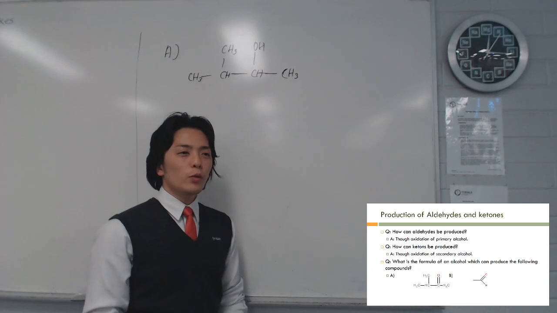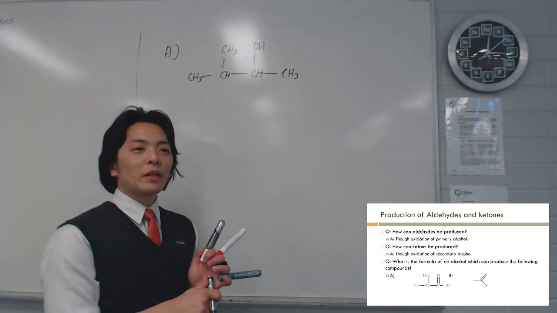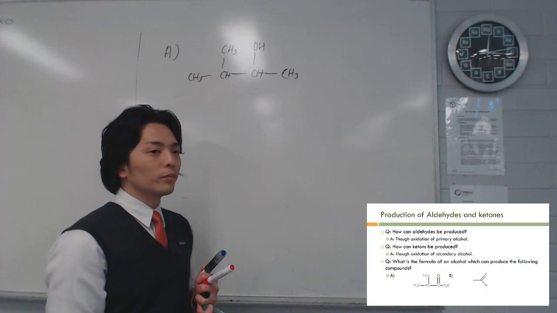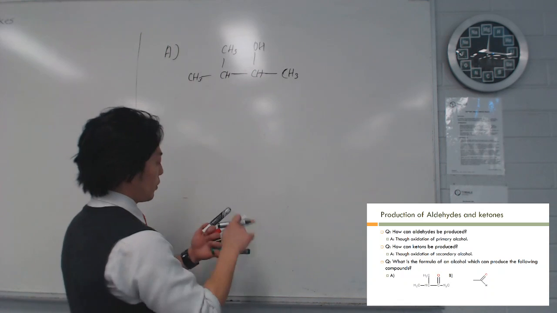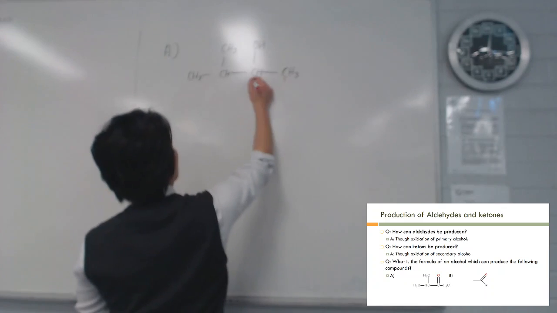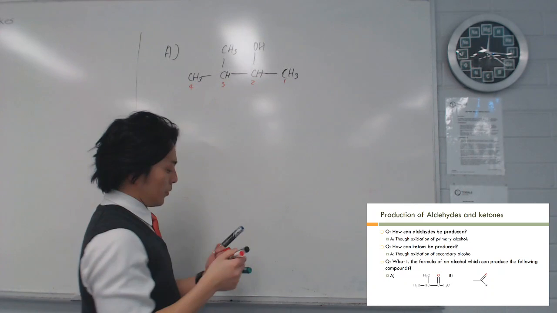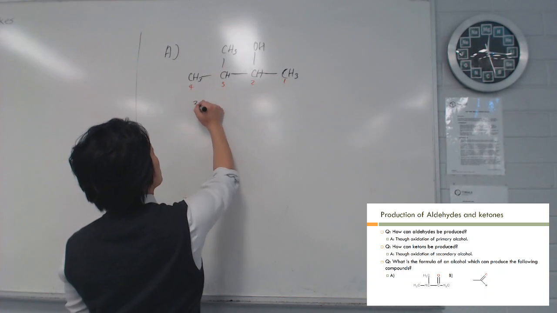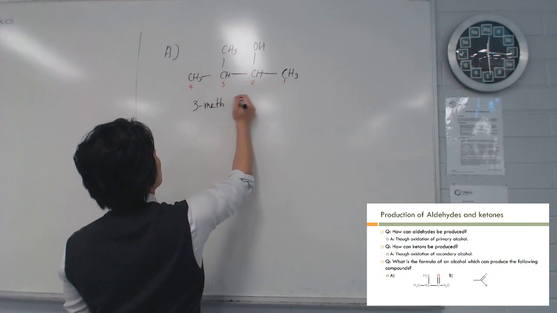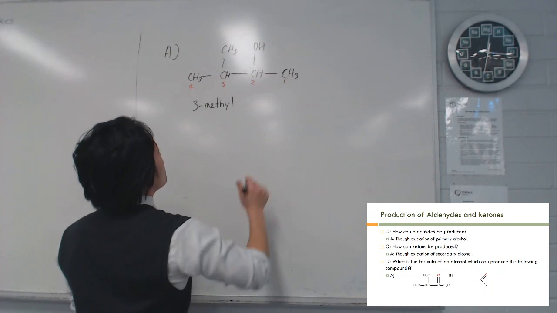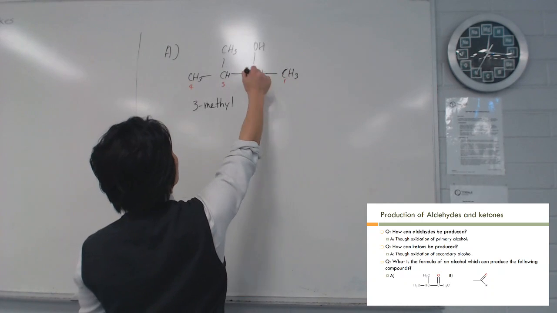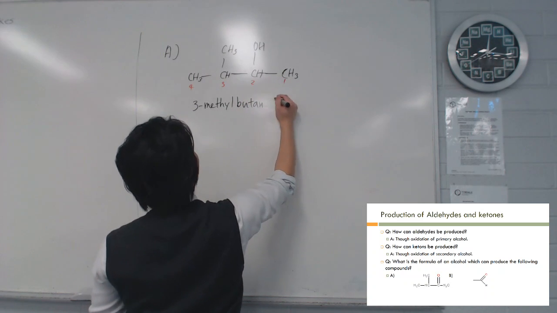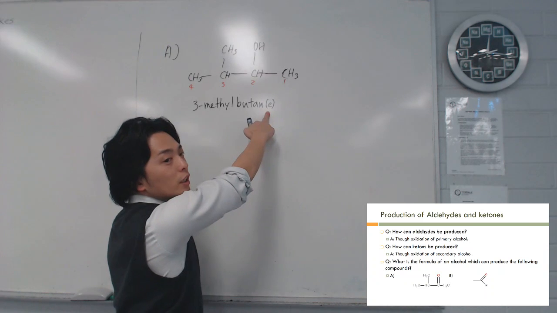Can you try naming this as well? Just to test your nomenclature. Good. So you would want to count up from the right, right? So where would you start? The residue just says 3-methyl. Yeah, that's good. Butan-2-ol. Mm-hmm. Butan-2-ol. Yeah. Butane, you can omit or you can keep the E.